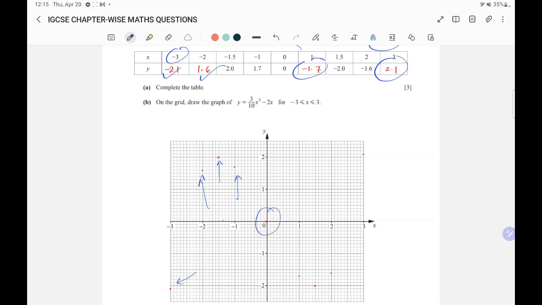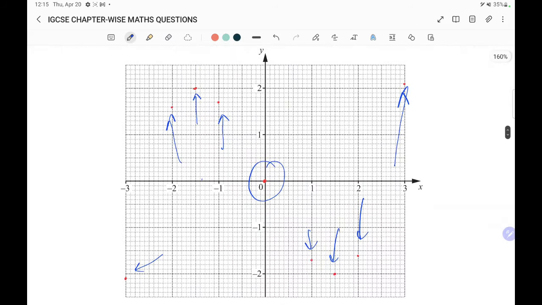When x is 0, the point is here. When x is 1, the point is here. When x is 1.5, the point is here. When x is 2, the point is here. When x is 3, the point is here, right? So I have already plotted those points. Now I will join them in front of you.